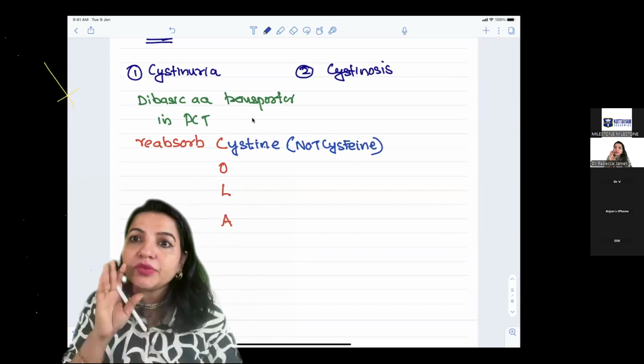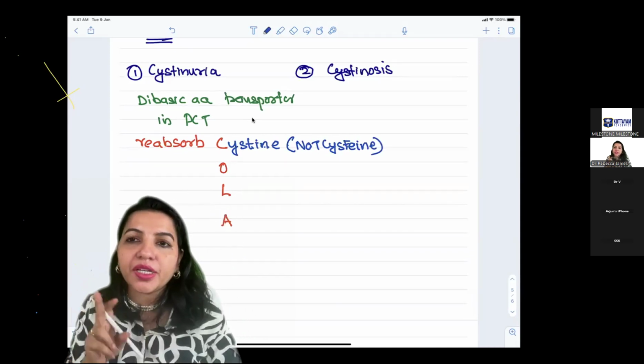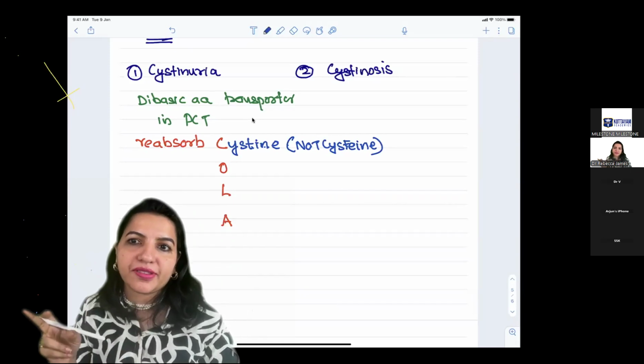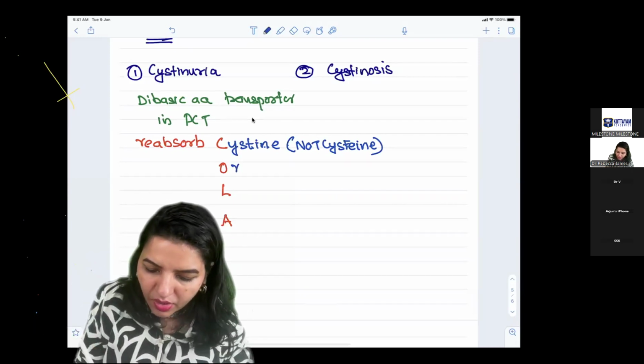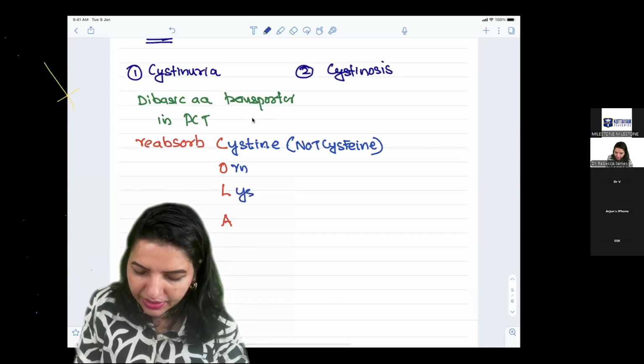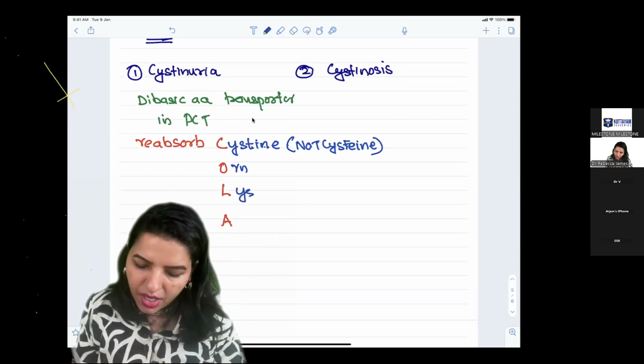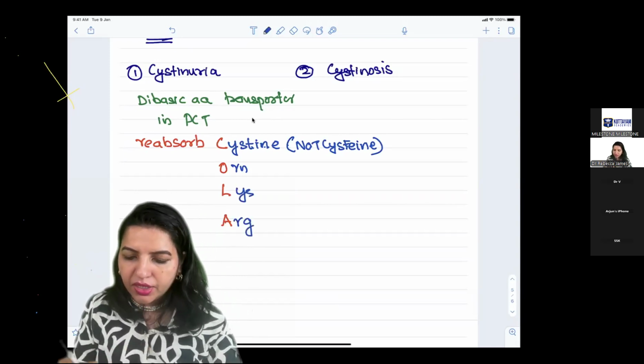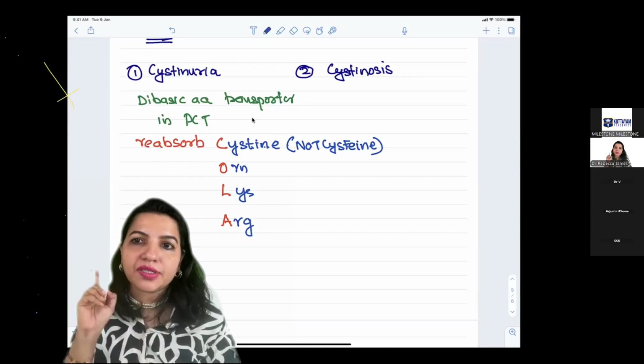Cystine, because that was a question asked in one of the exams. In cystinuria, which of the following is not excreted? O is ornithine. Then L is lysine. What is that A? Arginine. Correct. So remember, it is not cysteine, it is cystine.